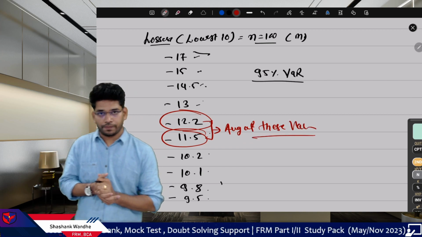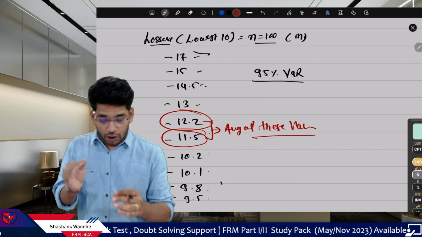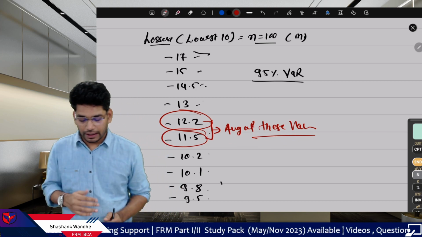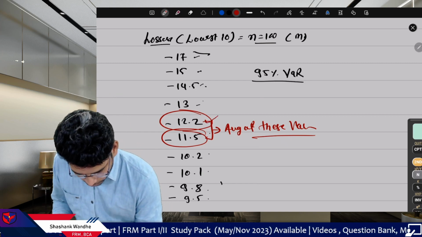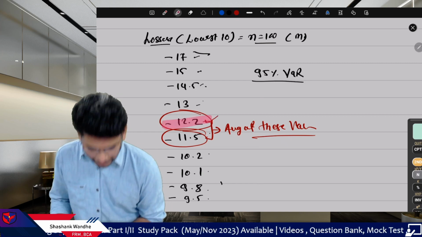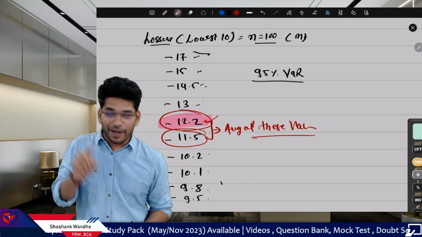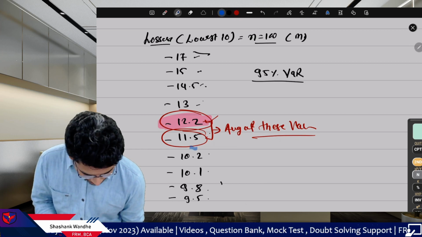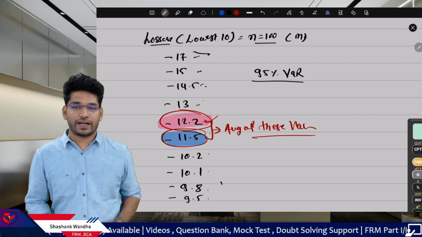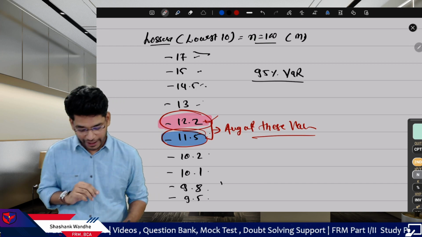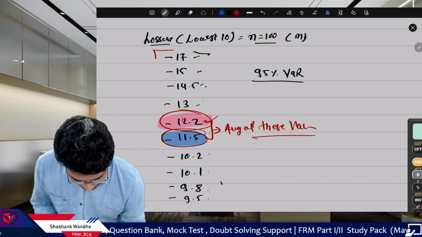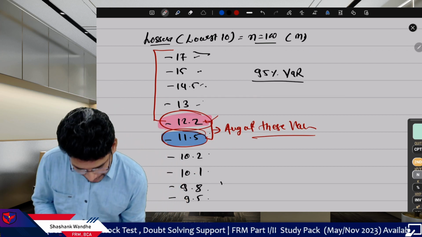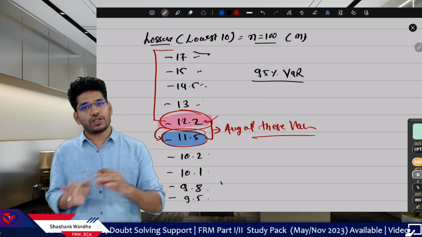And that's the confusion. In FRM part 1, the author who worked on the content of this particular value at risk section took this particular value as value at risk. But in FRM part 2, the author assumes this particular value as value at risk. I hope you got the idea. So what you have to do is take the 5%. Out of 100 values, 5% is 5 values, and the next value after that is your value at risk.